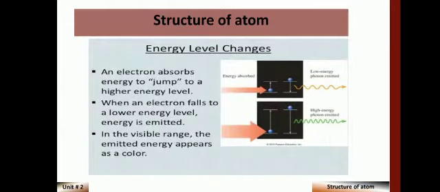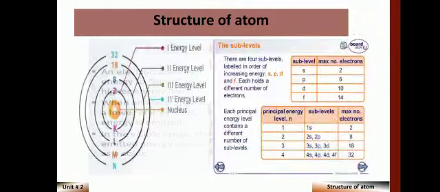Here you can see that an electron absorbs energy to jump to a higher energy level, and when an electron falls to a lower energy level, energy is emitted. In the visible range, the emitted energy appears as a color which can be observed through a spectrometer. Here we discussed the energy level and the sub-energy level.